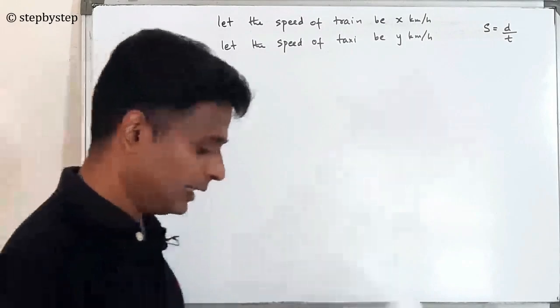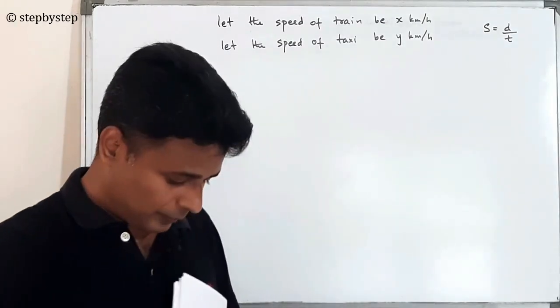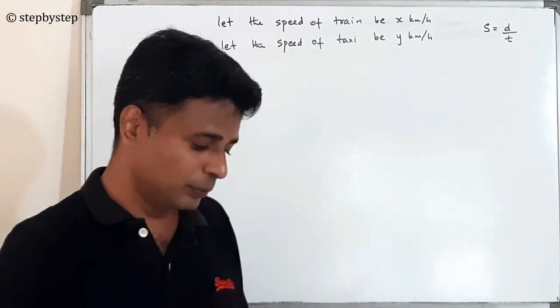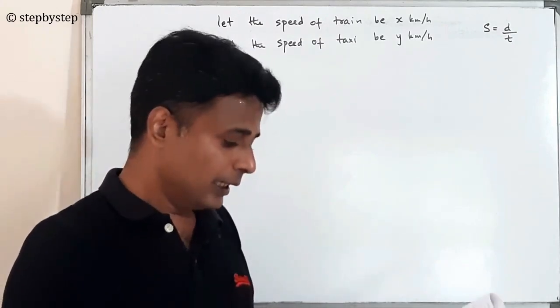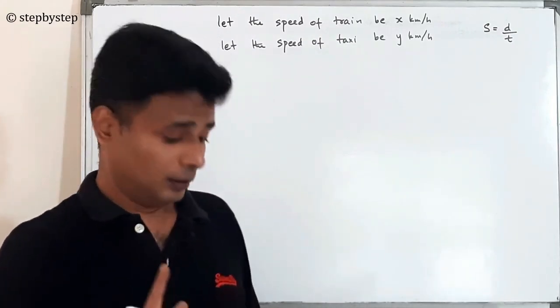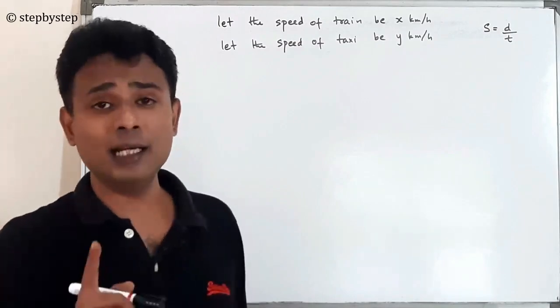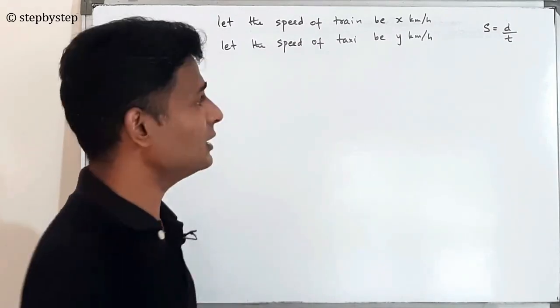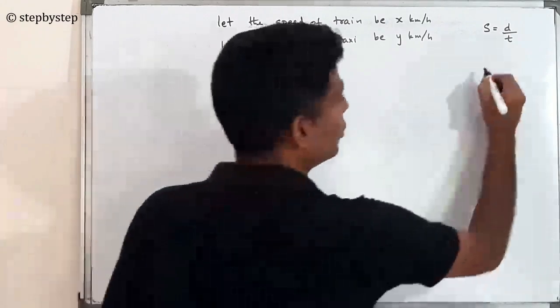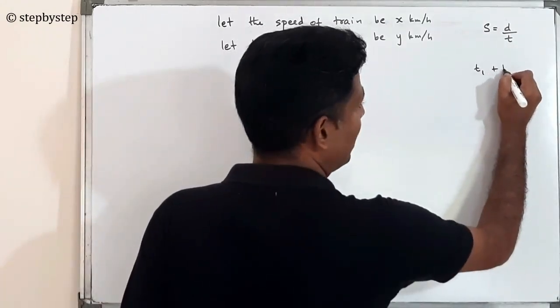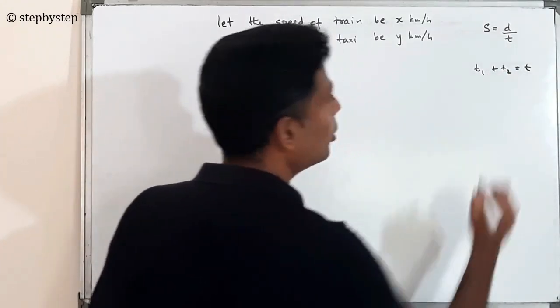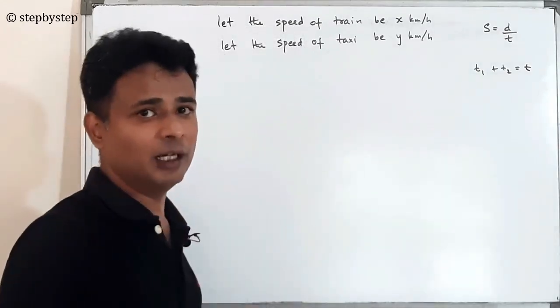Now what have they said? He travels 300 kilometers by train and 200 by taxi. It takes him 5 hours 30 minutes, which means they have given you total time. So since they have given you total time, you will use time taken by first plus time taken by second equal to total time. Now this is how you will form the equations.